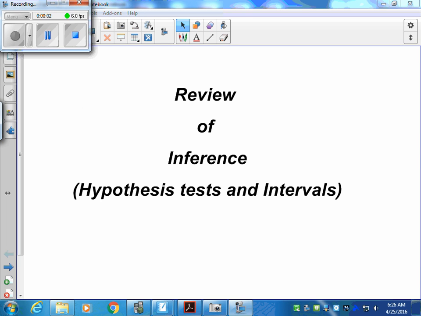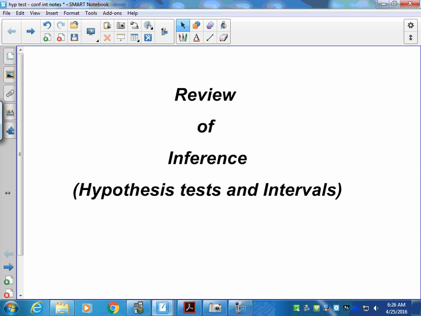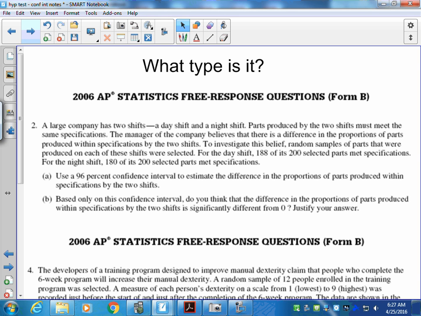Hello and welcome to today's lesson, a review of inference procedures for AP free response questions. And the hardest part when you get to the AP exam is determining what type and knowing that it can be any possible category as a part of the question that's given to you. So when we look at our first step, we have to determine what type of test it is.